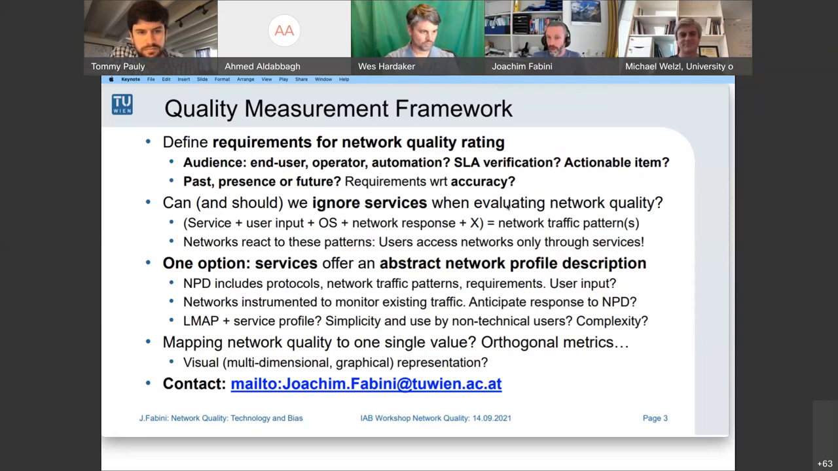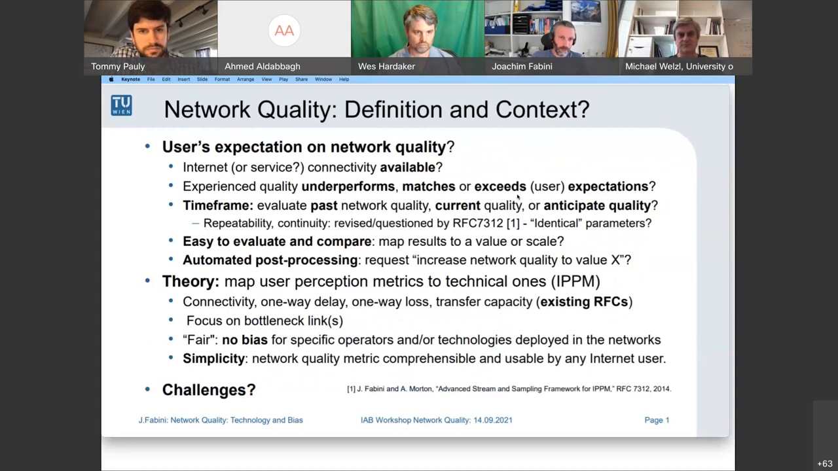One option would be to define services that offer a model, an abstract network profile description that includes, for instance, protocols, network traffic patterns, and requirements. How can we capture user input? That's for discussion. And networks are instrumented to monitor. We have heard already about LMAP. Can we extend it to the service profile? But simplicity is something else. So how can we convey this to non-technical users? And I agree with most of the participants so far that I don't see a way to map network quality to one single value. We have orthogonal metrics that represent quality, and it's quite difficult.